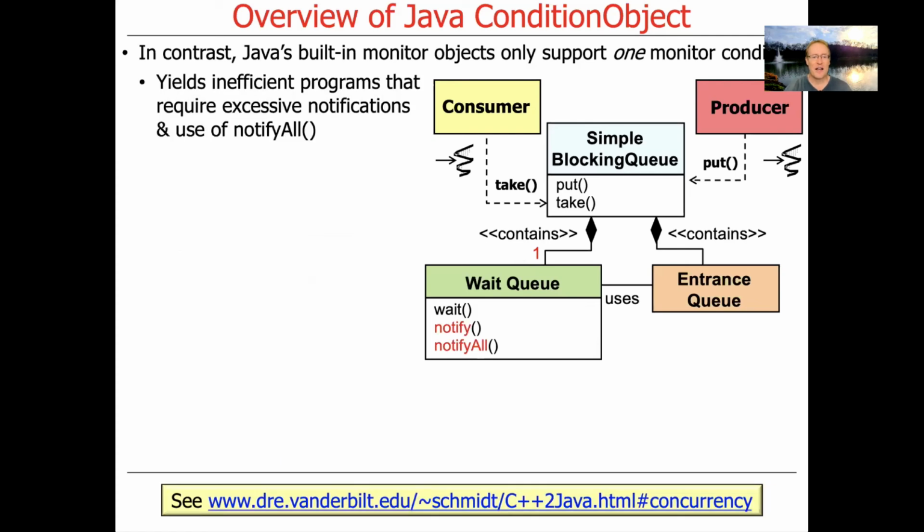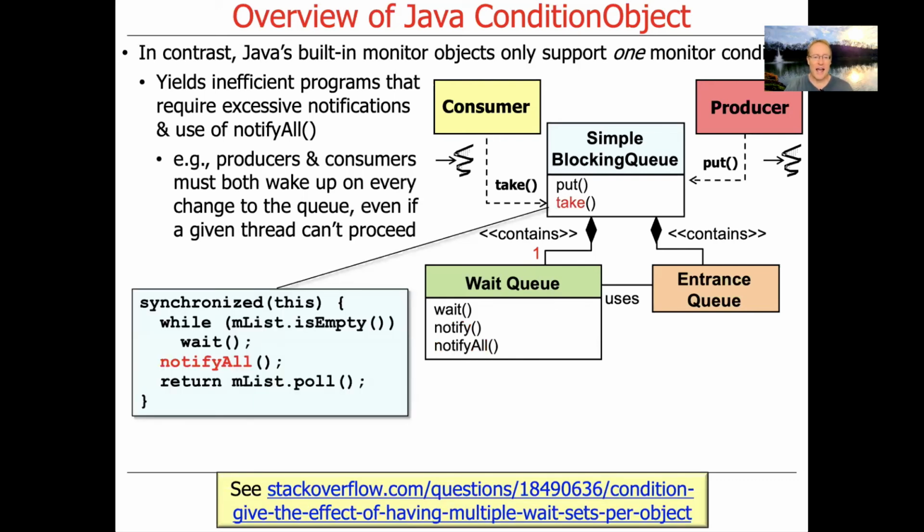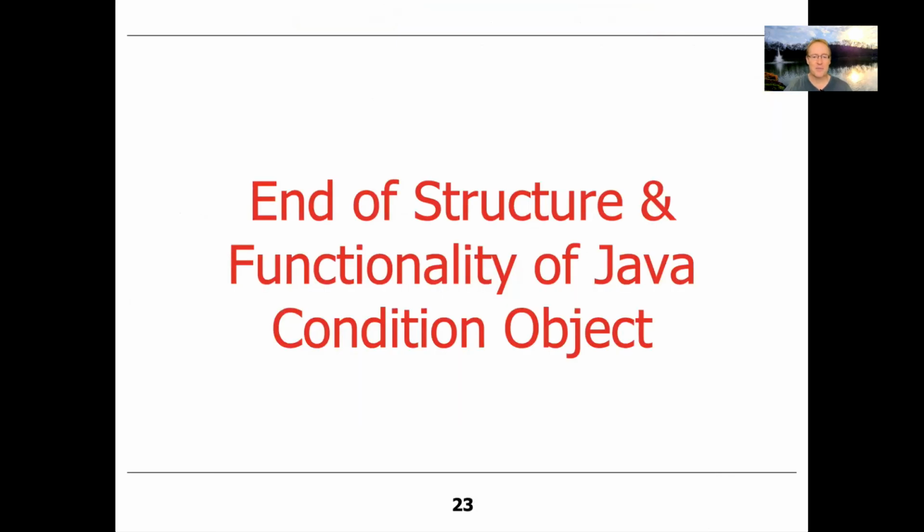The reason why the default behavior of Java built-in monitor objects is so problematic is you end up with very inefficient programs that require an excessive number of notifications and the use of a method called notify all. And the reason for that is you end up requiring both producer and consumer threads to wake up on every change to the queue, even if there's no possible way they could make any progress. And we'll talk about that later. If you want a little preview of coming attractions, take a look at the link at the bottom of the slide, which explains the downside of having this.